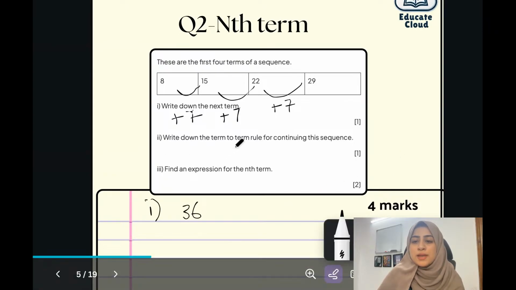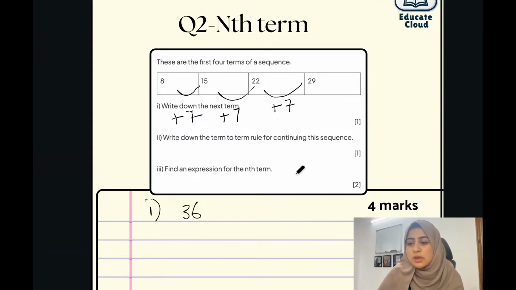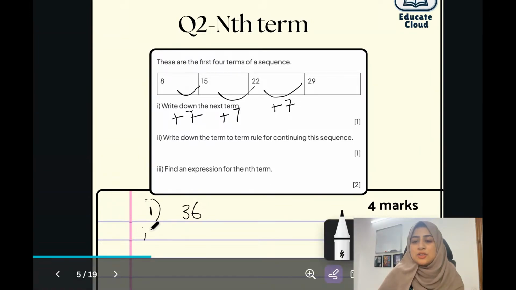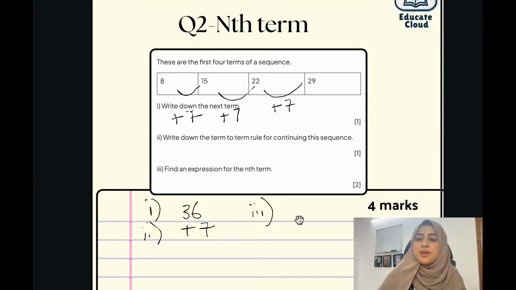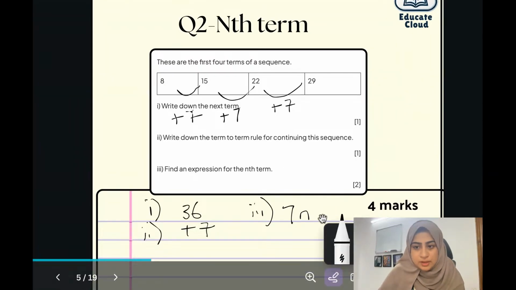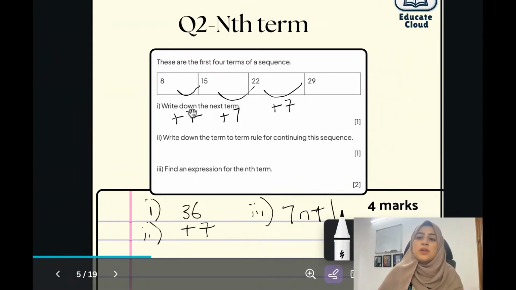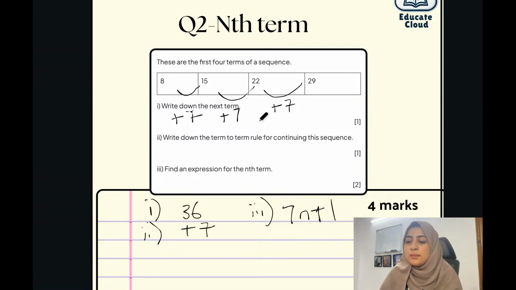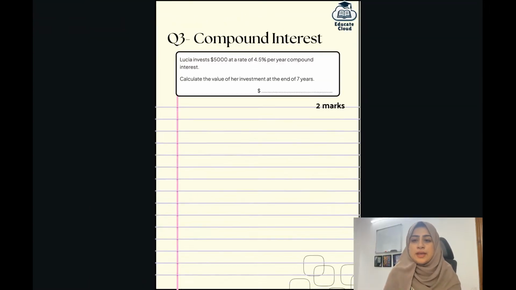For part 2, it says write down the term-to-term rule. The term-to-term rule is just what we're adding each time, so you would say plus 7 each time. And for part 3, we have to find the nth term. Because it's going up in 7, it's going to be 7n. If we sub 1 in, we get 7, but we should get 8 for our first term. So it's going to be 7n plus 1. You get 2 marks for getting that, 7n plus 1, because that's the difference you would add on to get to 8.